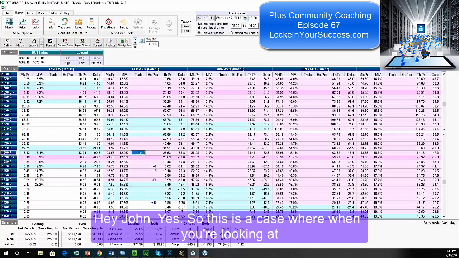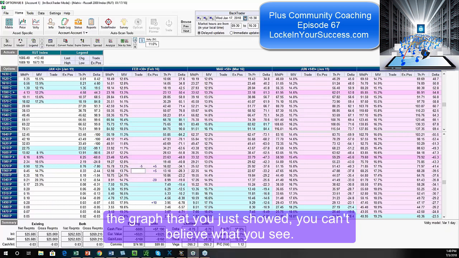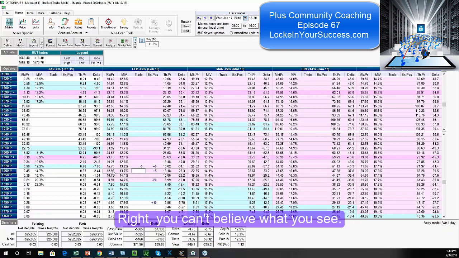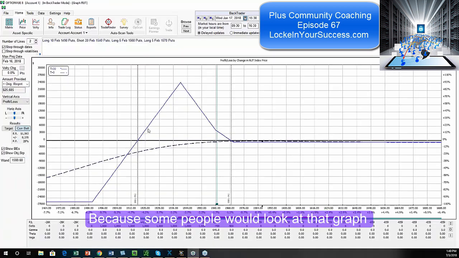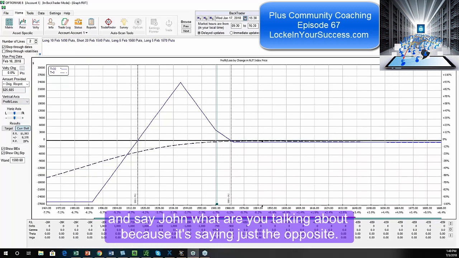Yeah. So this is the case where, if you were to just look at the graph that you just showed, in other words, you can't believe what you see. You're right. You can't believe what you see. Somebody would look at that graph and say, John, what are you talking about? Because it's saying just the opposite.